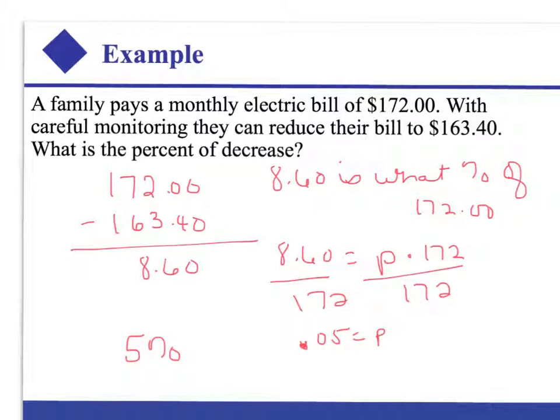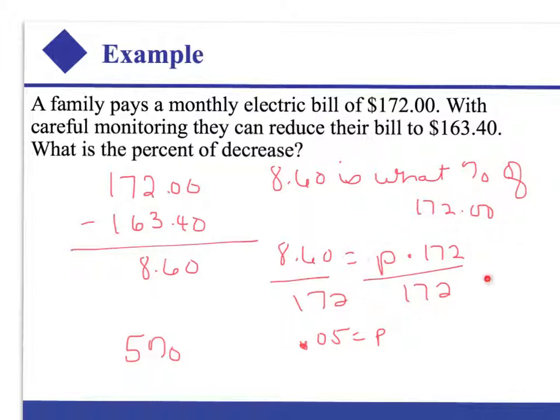Okay. Here's another word problem. A family pays a monthly electric bill of $172. With careful monitoring, they can reduce their bill to $163.40. What we are looking for is the percent of that decrease. As you can see from the work, I took 172 minus 163.4, and I got 8.6. $8.60 is how much they reduced their bill by. So we're looking for the percentage. So $8.60 is what percent of 172?